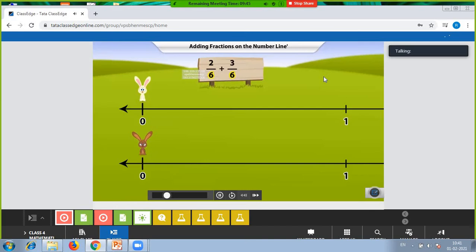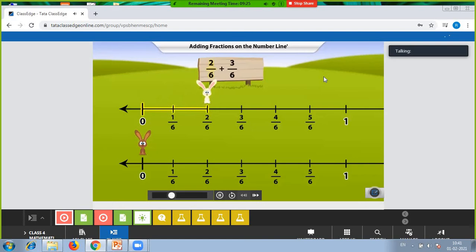As the denominator in both these fractions is 6, we divide the portion between 0 and 1 into 6 equal parts. Now, in order to locate 2 by 6 on the number line, Raghu hops across 2 of these 6 equal parts, starting from 0. Similarly, to locate the fraction 3 by 6, Hari hops to cover 3 of the 6 equal parts.